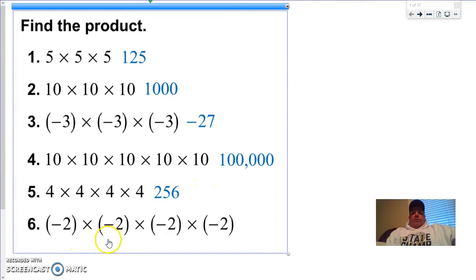We know that a negative times a negative is positive, so these two together are 4, times another negative is negative 8, times another negative gives us 16. Because there are 4 negatives, that makes it positive. These two are positive, these two are positive, because we have an even number of negatives. Up here, we had an odd number of negative numbers that made our answer negative.